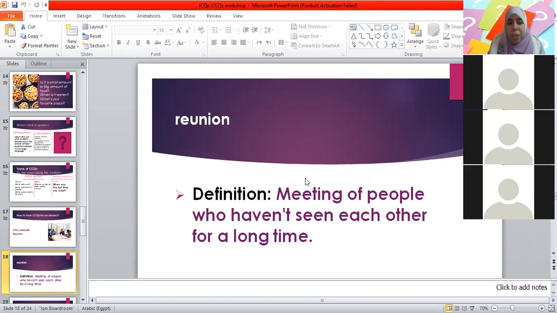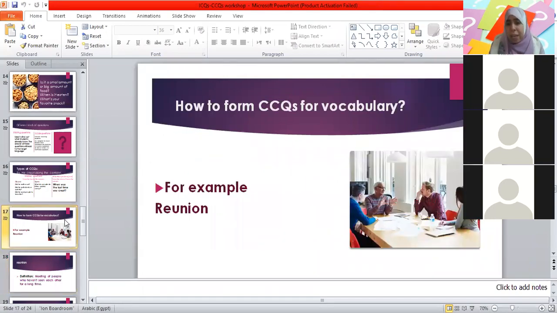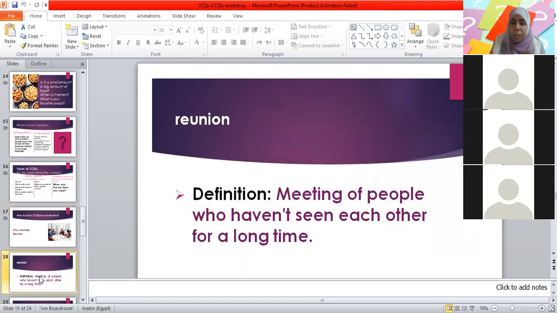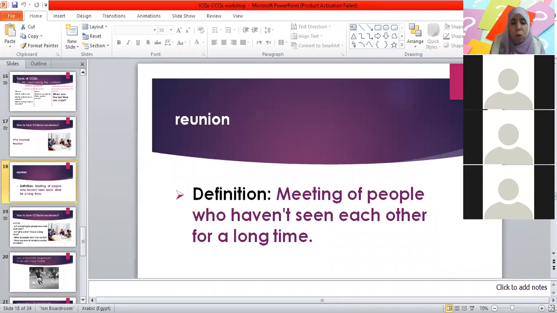Okay, so here we have a definition of the word reunion. It's a meeting of people who haven't seen each other for a long time. Of course, from the picture, my students can guess that it's a meeting. People are sitting or talking together. The definition makes it clear that it's a meeting of people who haven't met each other or seen each other for a long time. Okay, so I think it's clear now.